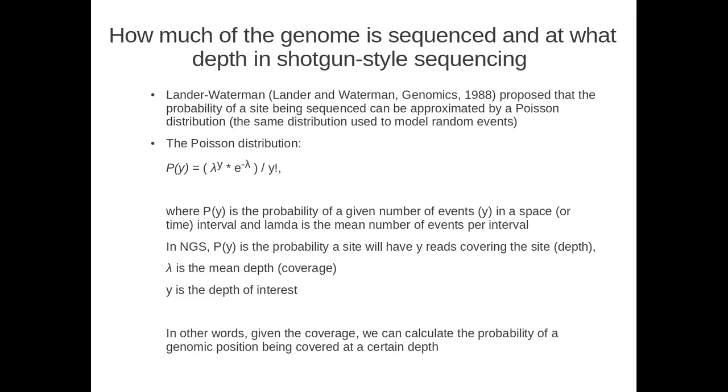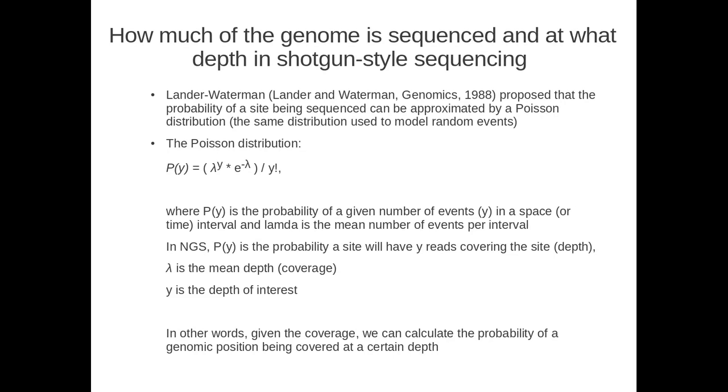So the question is, how do you know how much of a genome is expected to be sequenced given a certain coverage depth? So what proportion of the genome will not be sequenced if you sequence at 10x coverage depth? Well, that question can really be answered using the Poisson distribution. And Lander and Waterman were the first ones to recognize this.